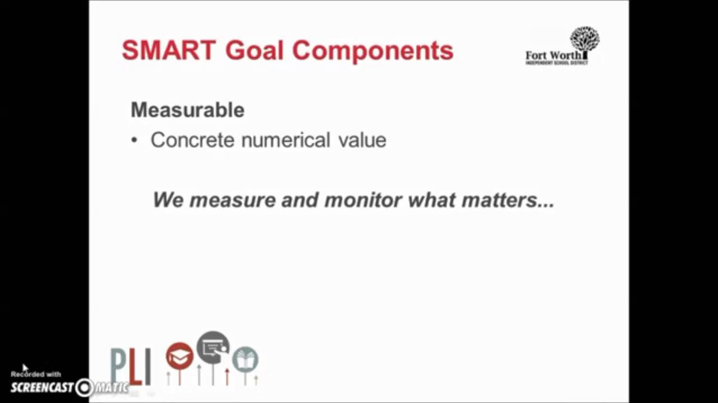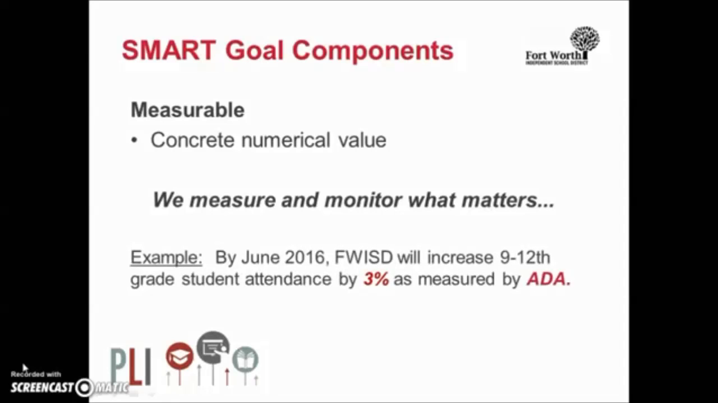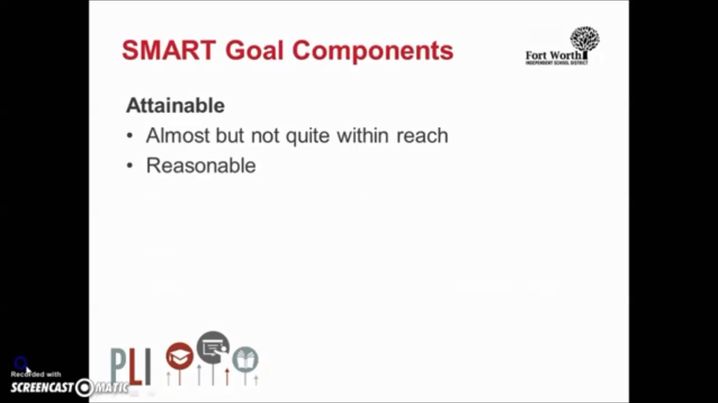A common phrase in continuous improvement is that we measure and monitor what matters. The M in SMART stands for measurable. Our goals need to include a concrete numerical value along with how we are going to measure it. Let's look at our example again. By June 2016, FWISD will increase 9th through 12th grade student attendance by 3% as measured by ADA. The concrete numerical value is the 3% increase in attendance, and we will use average daily attendance reports to monitor and measure our success.